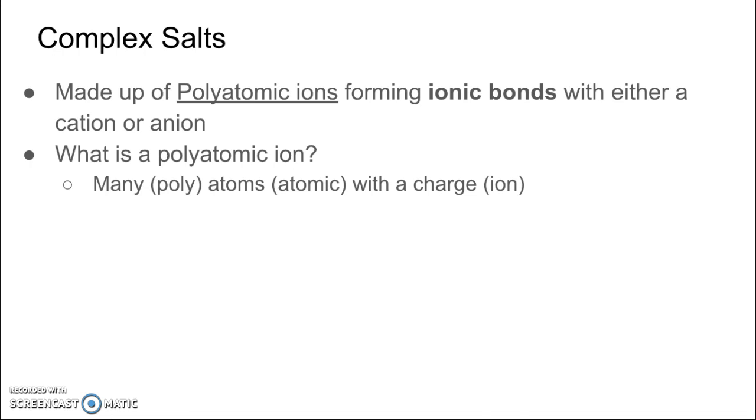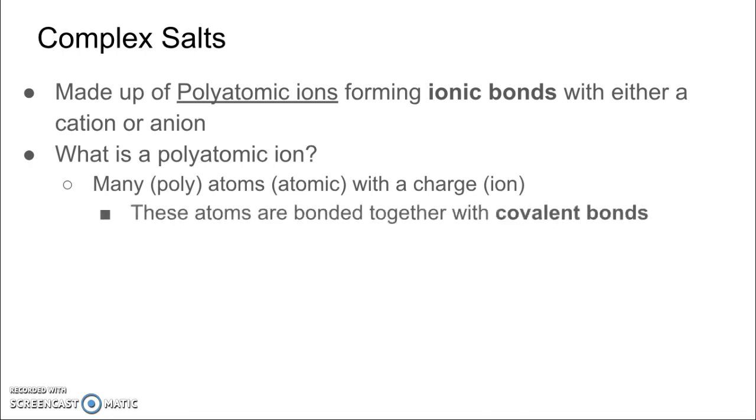And notice how we say with a charge: all these atoms together have the same charge, they work towards the same charge. Something unique about these as well is they bond together not with ionic bonds, but with covalent bonds. So within a polyatomic ion, these many atoms are bonding together covalently, and then when they get a charge, they'll bond to either cations or anions and create ionic bonds. So for complex salts, you'll deal with covalent bonds and ionic bonds. Simple salts only deal with ionic bonds.